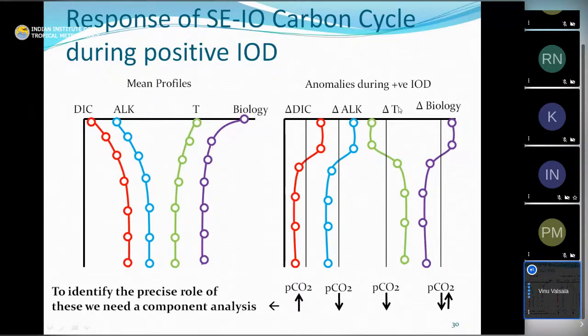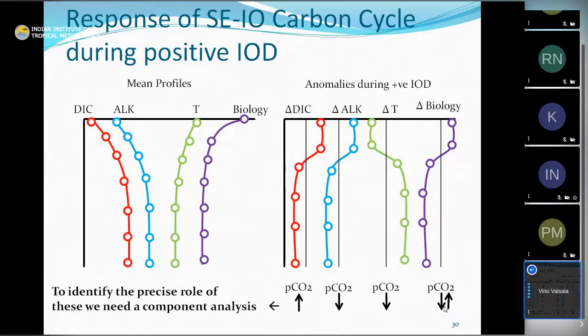Now, what happens during a positive IOD? We know that the anomalies of DIC will look like this. That means the deep water goes to the surface in the Southeastern Indian Ocean. So DIC has to increase in the upper ocean, alkalinity has to increase, temperature has to decrease, and biology has to increase, because chlorophyll satellite data tells us that biology is now increasing. Due to each individual component, what is going to happen to PCO2? Due to DIC, PCO2 is going to go up. Due to alkalinity change, PCO2 is going to go down. Due to temperature change, PCO2 is also going to go down, and due to biology change PCO2 can go either up or down, according to whether the soft tissue or the calcium carbonate pump is dominating.